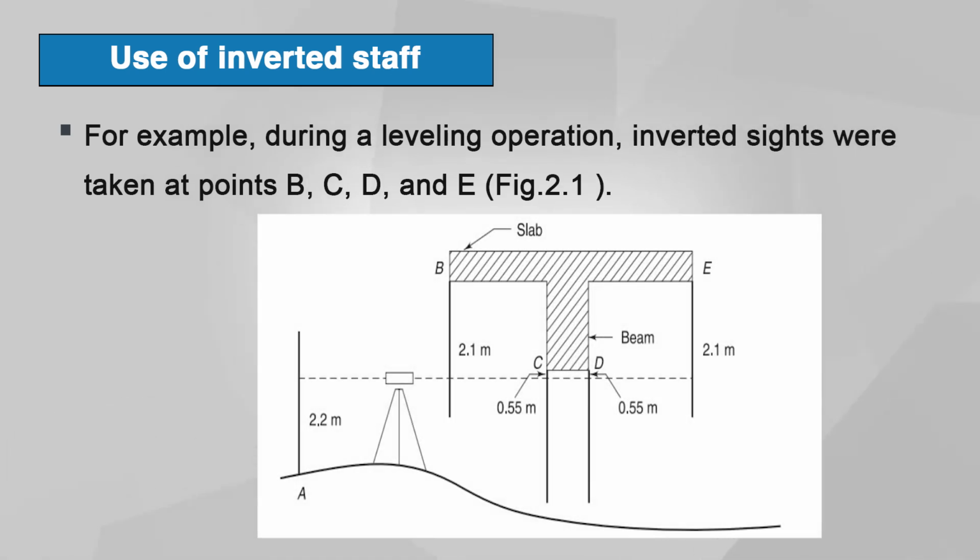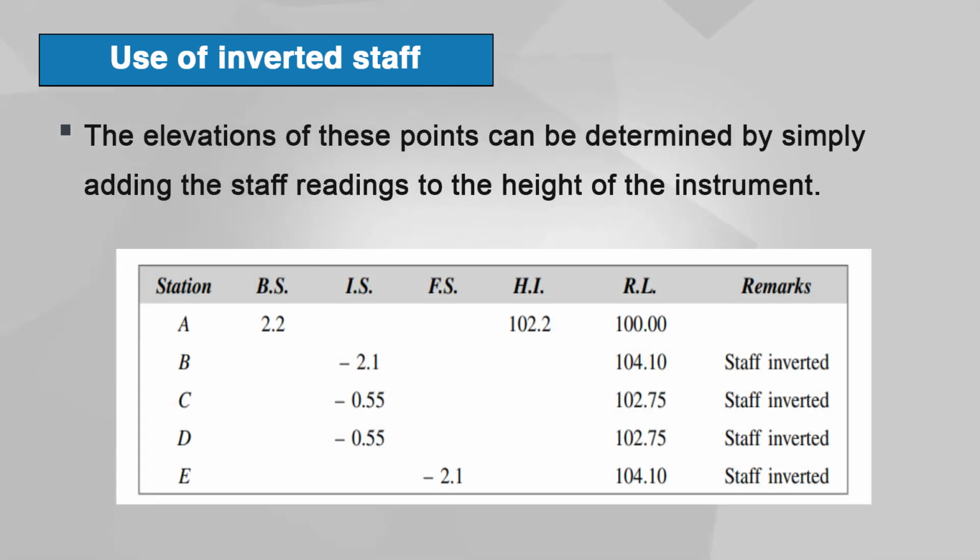To make it easier to identify, this reading is recorded in the leveling book with a minus sign. For example, during a leveling operation, inverted staff readings were taken at points B, C, D and E as shown in the figure. The elevation of these points can be determined by simply adding the staff readings to the height of the instrument. The method of recording and calculating this level is as shown. Here, a field level book has been shown where station, backsight, intermediate sight, foresight, height of instrument and RL of all the points have been shown with the use of inverted staff.